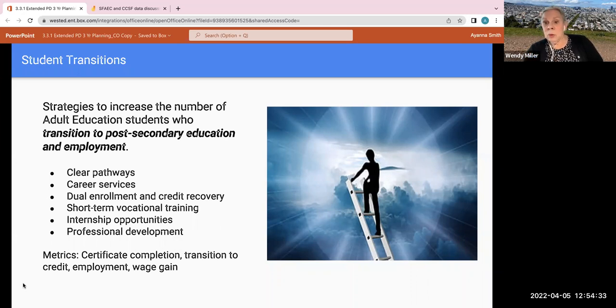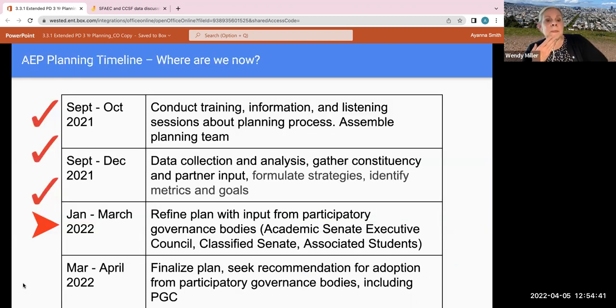And we hope that this will increase the number of students who complete certificates and transition to either credit or employment. Next slide, please. So this is my timeline that I had. We're now in April. I'm waiting for one more approval. Next slide, please.